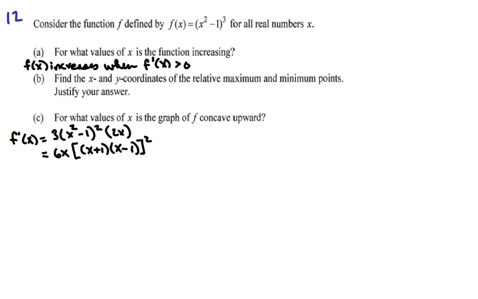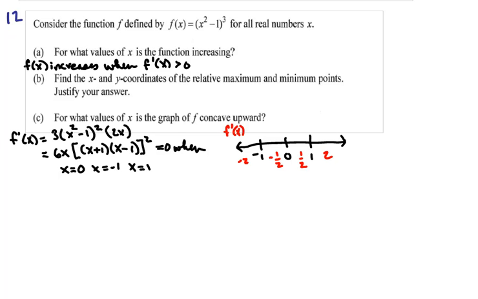From here we have the zeros. This will be 0 when x equals 0, x equals negative 1, and x equals positive 1. So we make the number line, and we want to test the values of the first derivative. And so we choose the test points -2, -1/2, 1/2, and 2, and we'll evaluate the first derivative at each of those values to determine whether or not the first derivative is positive or negative.